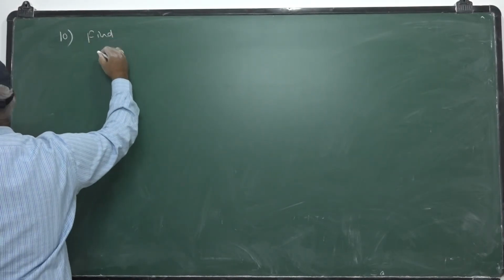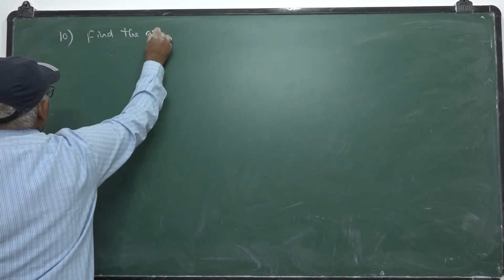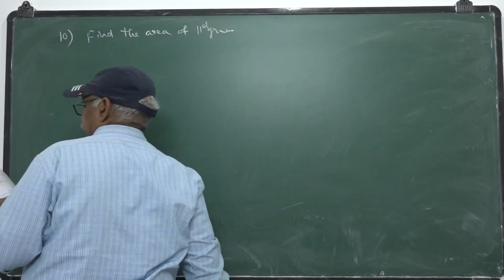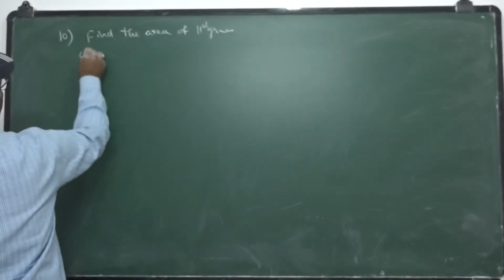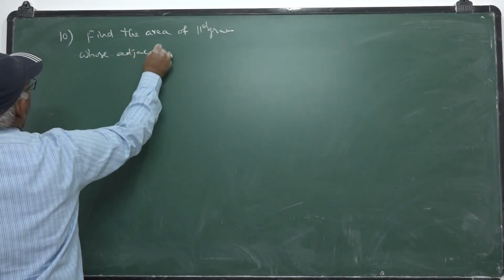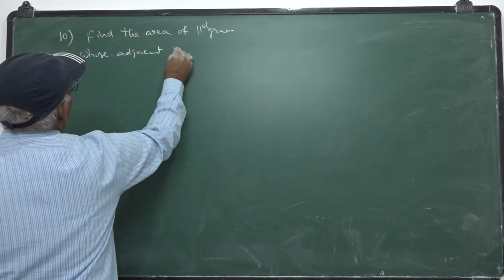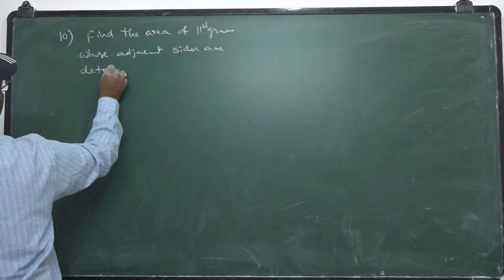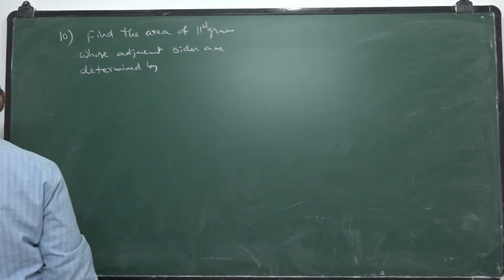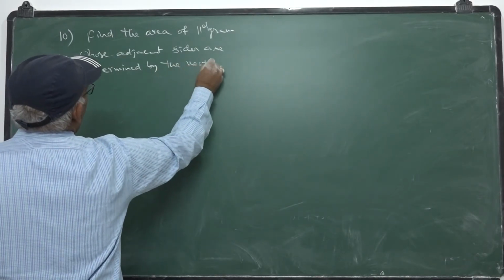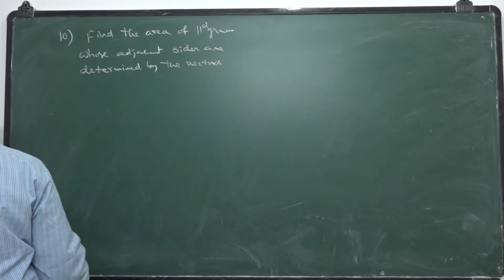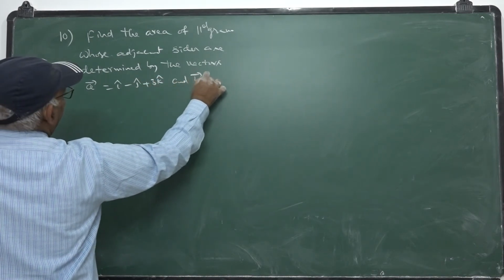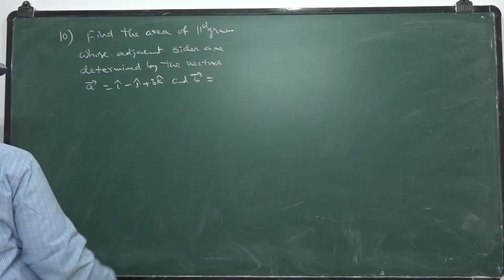Find the area of parallelogram whose adjacent sides are determined by the vectors a bar equal to i minus j plus 3k and b bar equal to 2i minus 7j plus k.